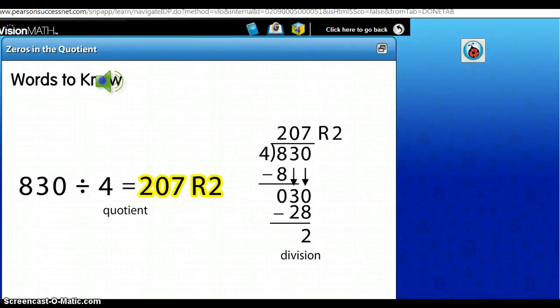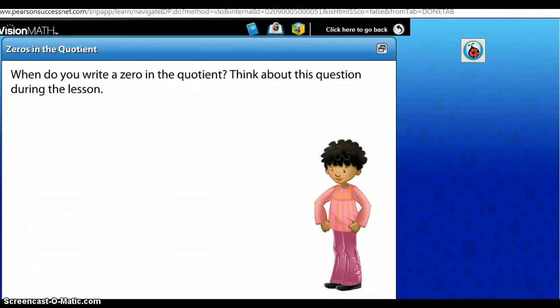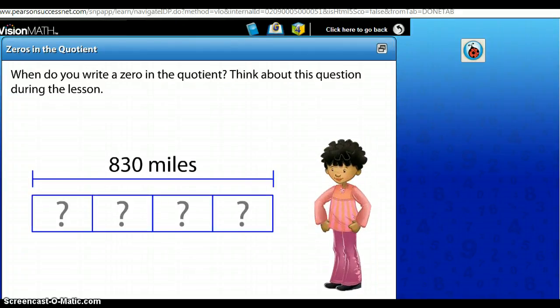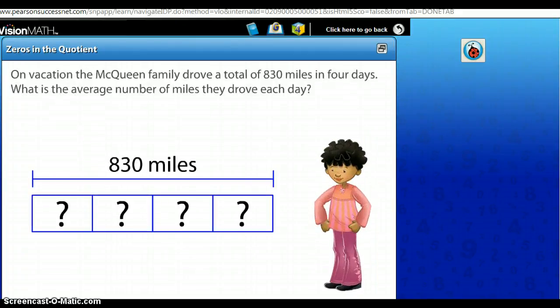Here are your words to know. Words to know. Well, quotient. And Ethan just reminded us that's the answer to a division problem. Division. When do you write a 0 in the quotient? Think about this question during the lesson.